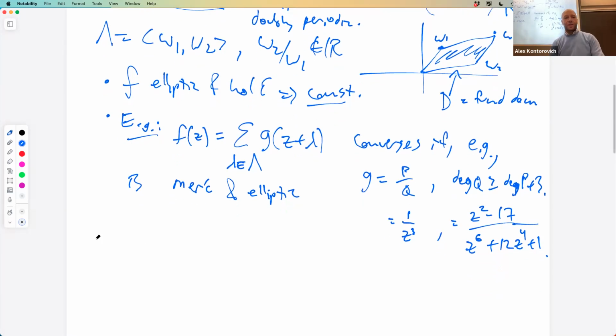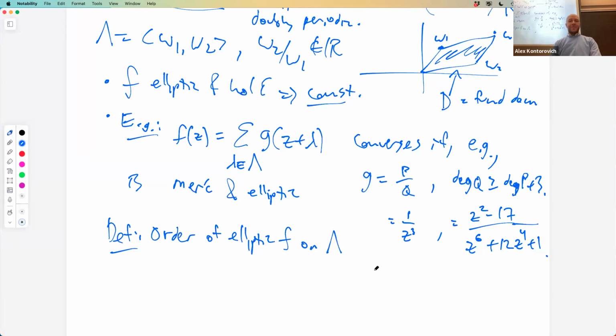Okay. Let's make a little definition. The order of an elliptic f, elliptic with respect to a lattice lambda, is the number of poles in a fundamental domain. And of course, the domain also depends on lambda. You give me just any pair of complex numbers, W1, W2, I get some parallelogram. That parallelogram is a fundamental region.